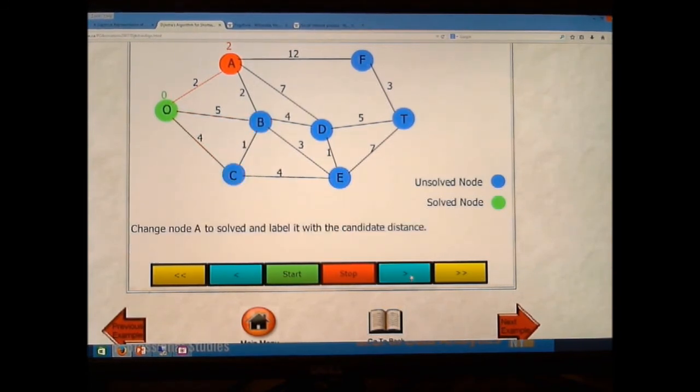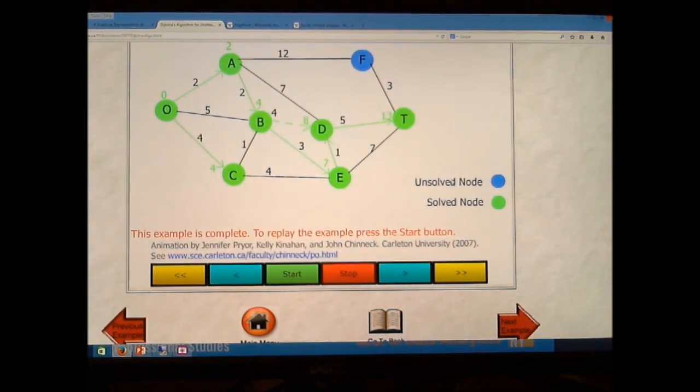If we keep going, fast forward, and then this is a solution. It says that it's better for you to go from O to A, and then A to B, B to E, and E to D, and then D to T. And then the total cost is only 13. On the other hand, suppose you want to go from here, O C E T would be 4 plus 4 plus 7 is 15. So this is the shortest path problem.